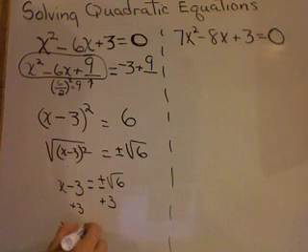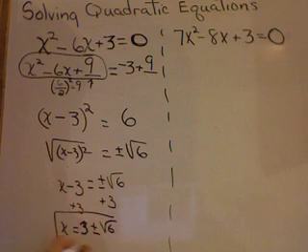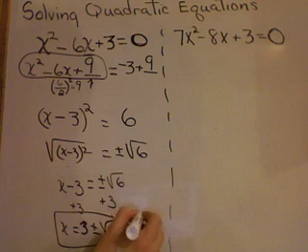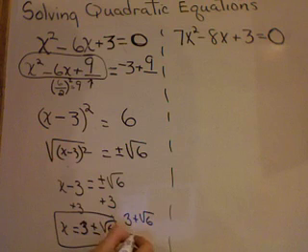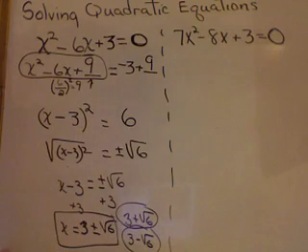X equals 3 plus or minus root 6. I can leave it like that. I could write 3 plus root 6 and 3 minus root 6 if you like to write it so that you have the 2 specific answers.